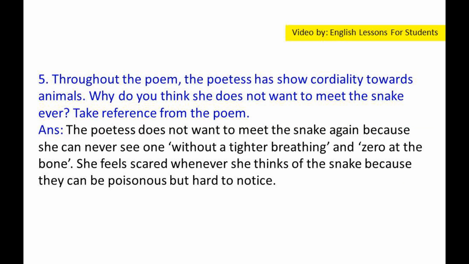5. Throughout the poem, the poetess has shown cordiality towards animals. Why do you think she does not want to meet the snake ever? Take references from the poem. Answer. The poetess does not want to meet the snake again because she can never see one without a tighter breathing and zero at the bone. She feels scared whenever she thinks of the snake because they can be poisonous but hard to notice.